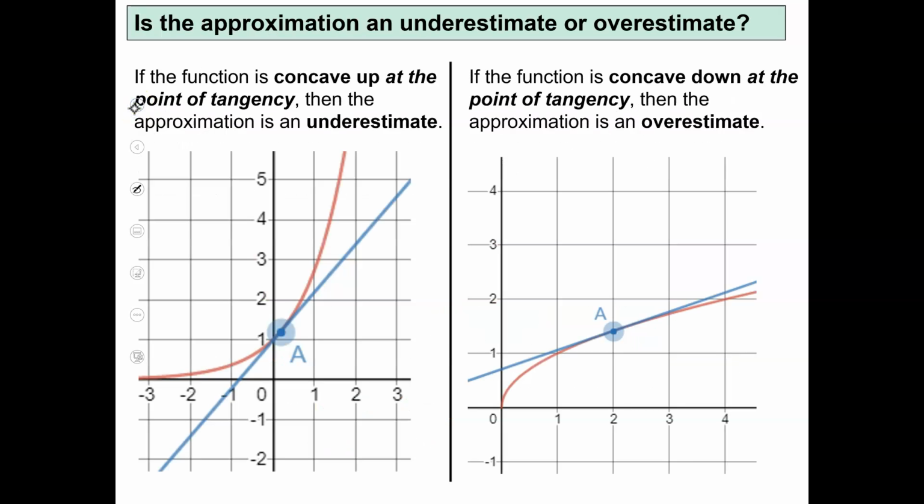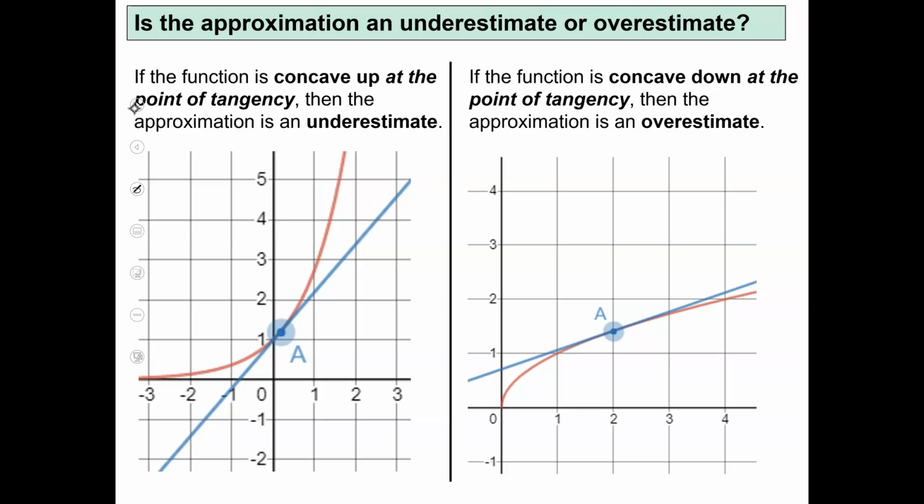Okay. So if the function is concave up at the point of tangency, then the approximation will be an underestimate. This is something you'd have to memorize, right? If the function is concave up at the point of tangency, then the linear approximation is what? An underestimate or an overestimate?